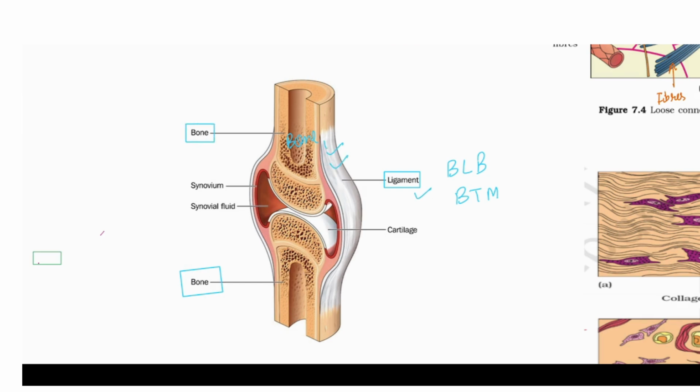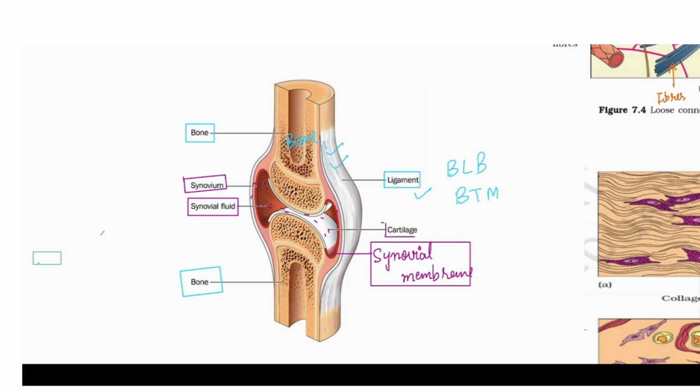See, this white part is showing you the ligament, and in between here is the synovial fluid. This is the synovial fluid which is filled into this cavity. Synovium is the cavity. Synovial fluid is filled into this cavity, and this membrane is known as the synovial membrane. Synovial fluid, synovial membrane and the synovium, these all are part of the synovial joint.